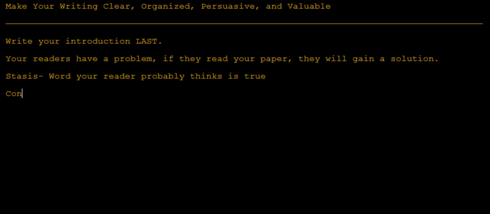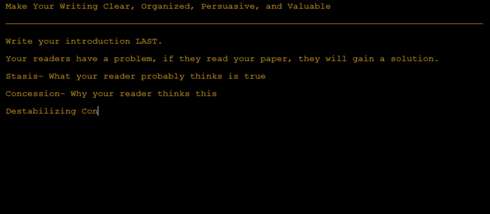Next, you're going to have a concession. Why your reader thinks this. What your reader probably thinks is true. Next is destabilizing condition. Those are big words for something that makes the stasis, that's again what your reader probably thinks is true, questionable. Something that makes the stasis seem wrong, outdated, inappropriate, something that makes them question their stasis.